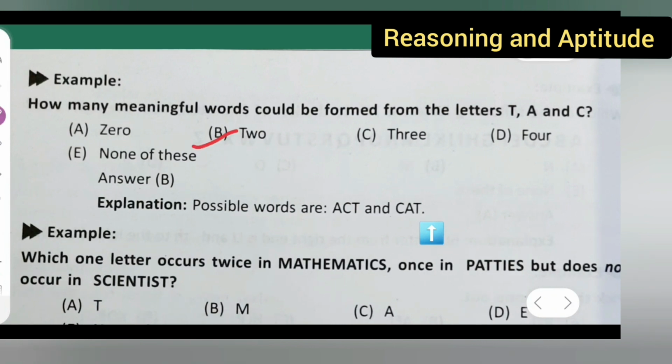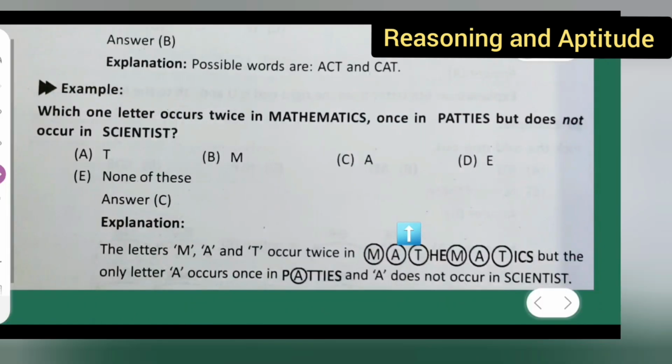Next, let us see. In the next example, which letter occurs twice in mathematics, once in practice, but does not occur in scientist? Options are given. Option C is the correct option. Why option C is the correct option? Here I have given you all the reason. You all can take it down also.